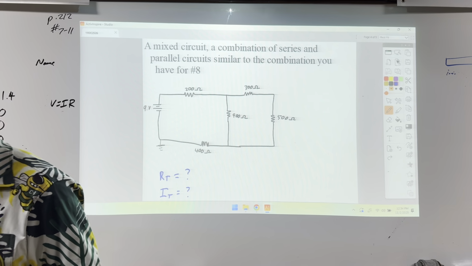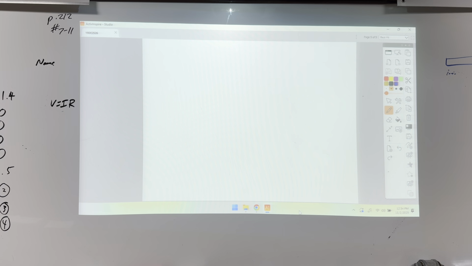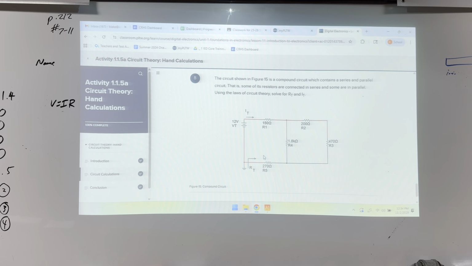So do this one, which is just like it. And turn all that in. One paper.